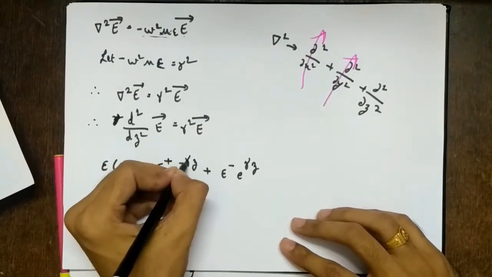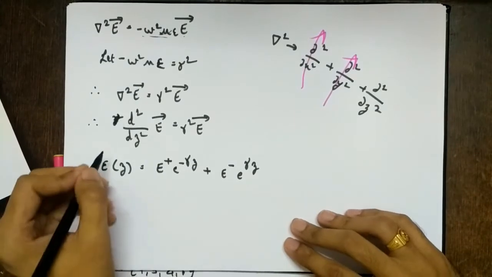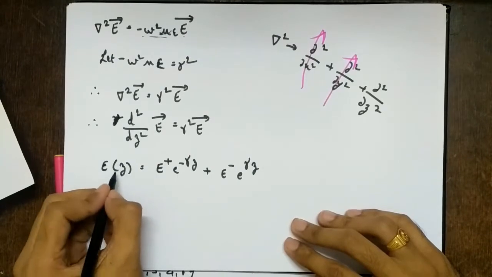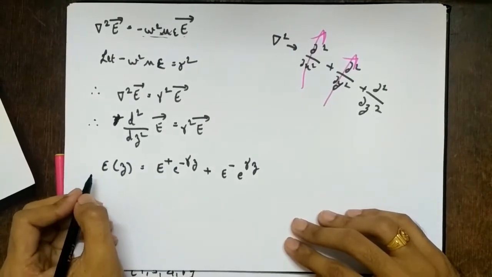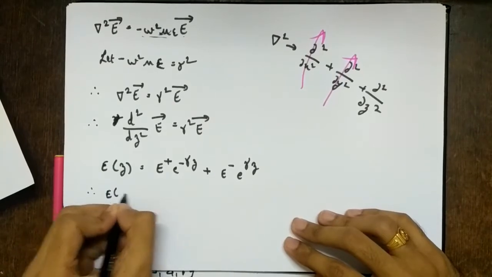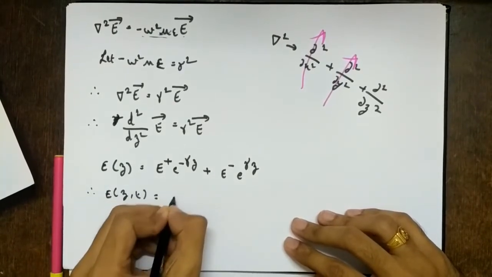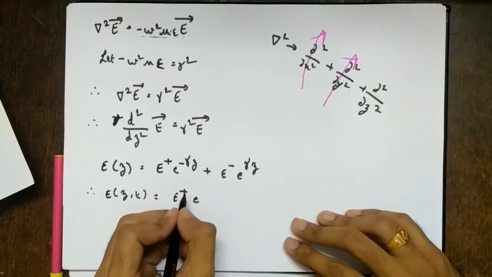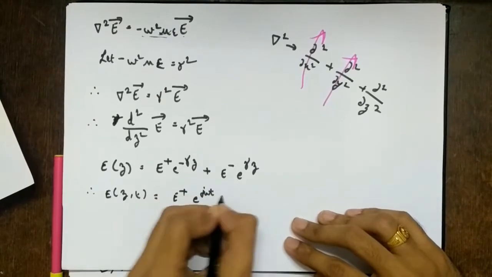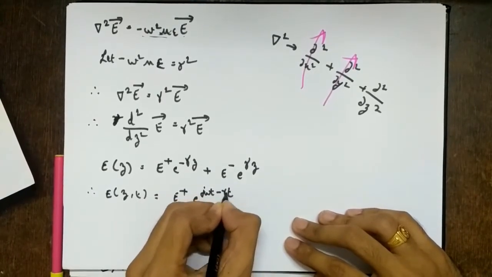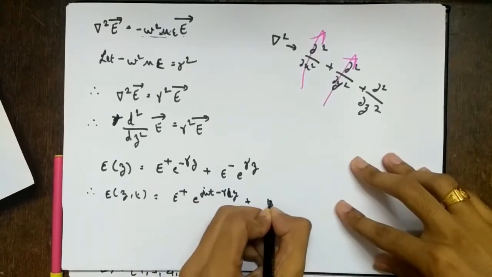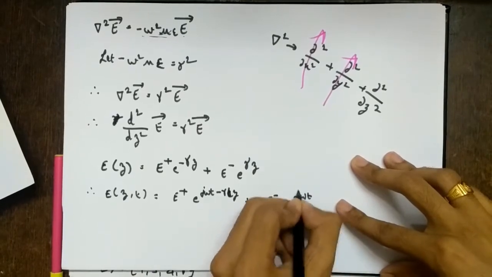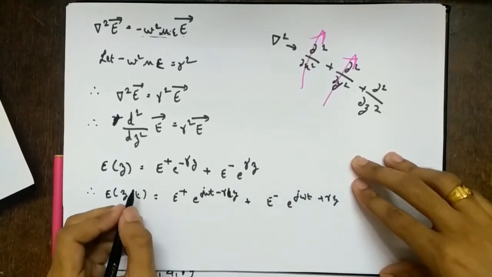You can refer to your books, you will get this. You might have used complementary function and particular integral, so use that and you will get this. And what is this? Gamma. Again, there is no time term here, so we'll require it, and now I'll introduce it explicitly. Therefore e of z comma t equals e plus e raised to j omega t, multiplied on both sides. So what will it be? e plus e raised to j omega t minus gamma z plus e minus e raised to j omega t plus gamma z.